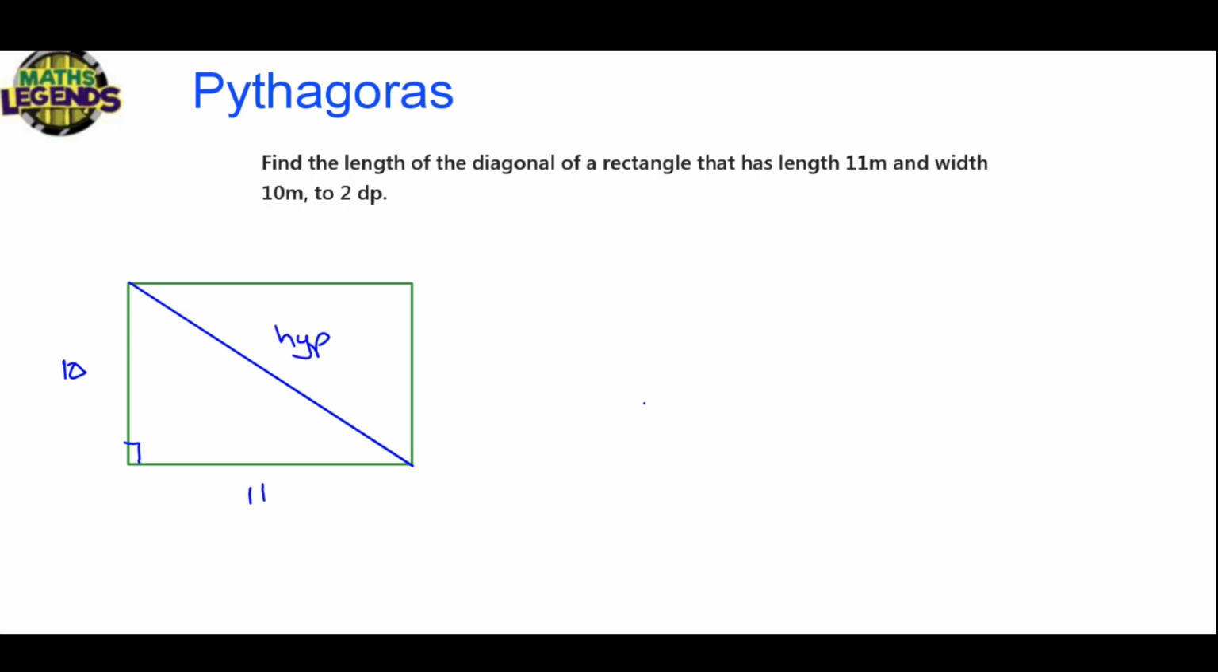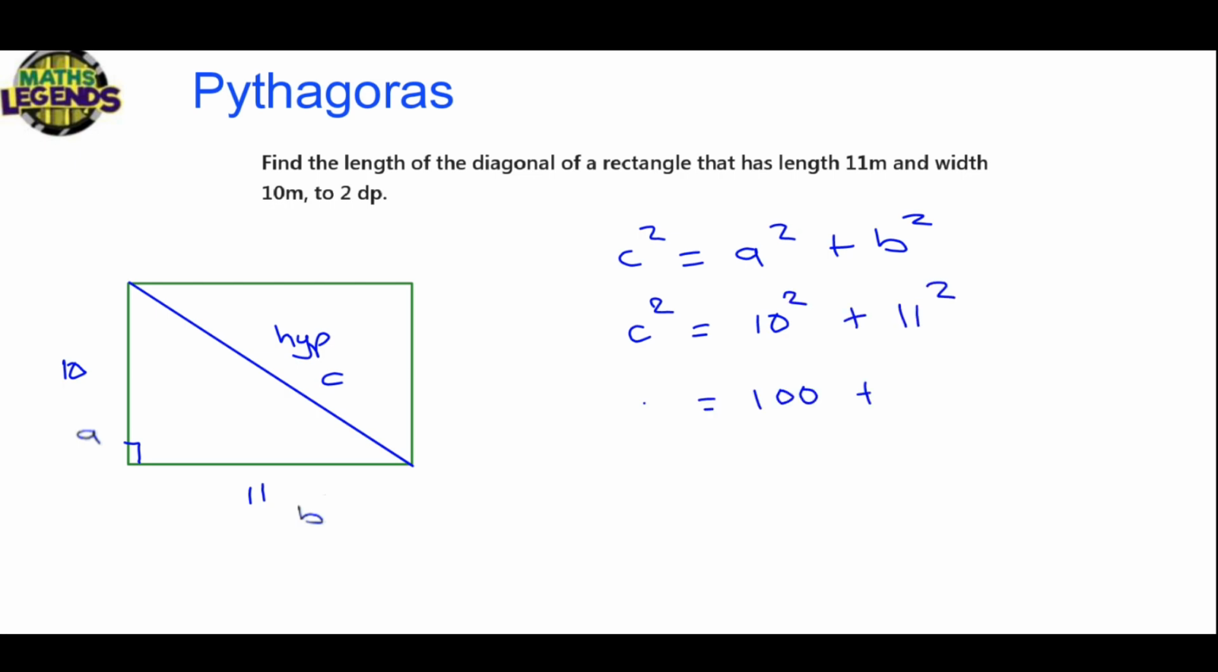So here we need our Pythagoras theorem. So c squared equals a squared plus b squared. Now c is the hypotenuse, that's our unknown, and 10 and 11, let's just put this the other way to our previous example, b and a. It doesn't matter which way around you label these, and then we simply plug in the numbers. So we have c squared equals 10 squared plus 11 squared. 10 squared is 100 plus 11 squared, which is 121.